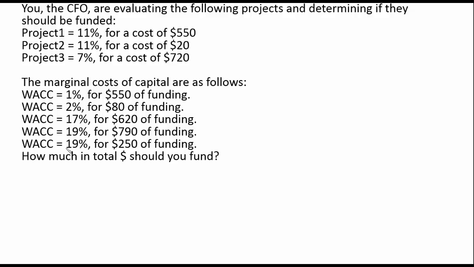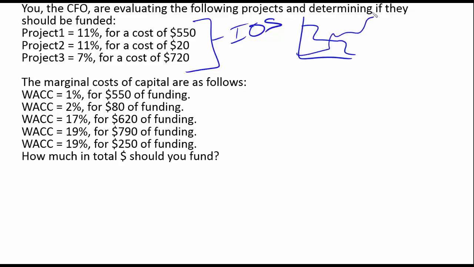Okay, so we're going to set up and we're going to do project number 1 first. It has a cost of $550. We are comparing that to the weighted average cost of capital. Now remember, this part here is referred to as that investment opportunity schedule. That is this graph line that is downward sloping. We then have the marginal cost of capital, which is upward sloping. We don't have to draw the graph here, but we do have to look at this and compare the costs. This is precisely what the CFO is going to be doing.